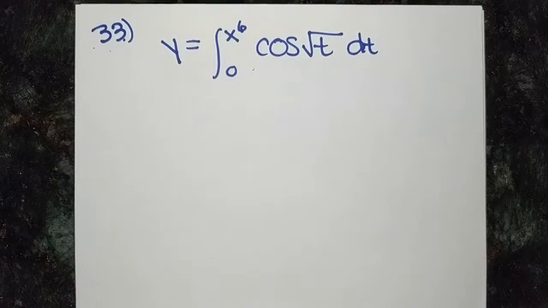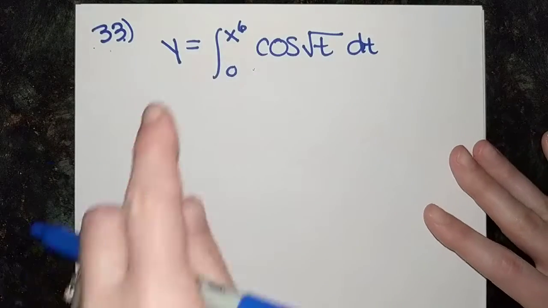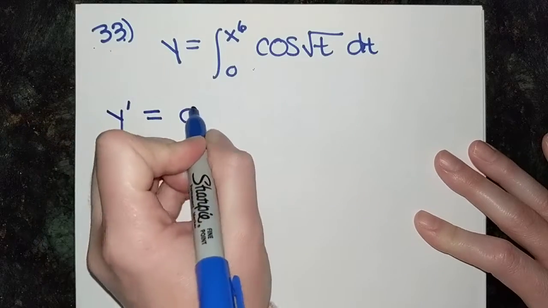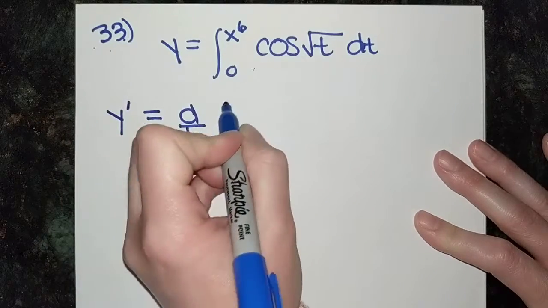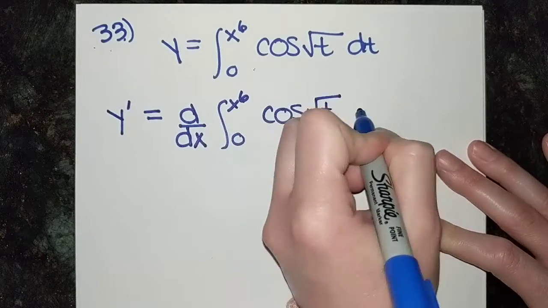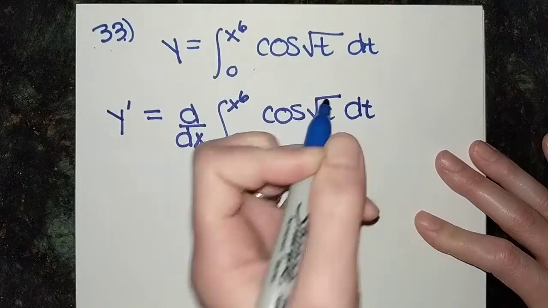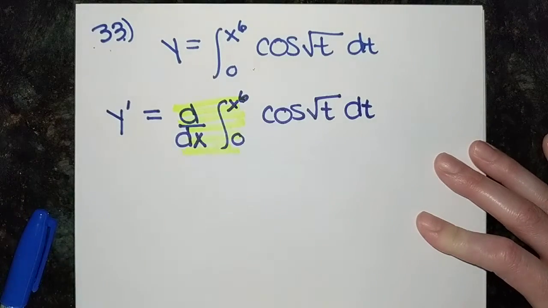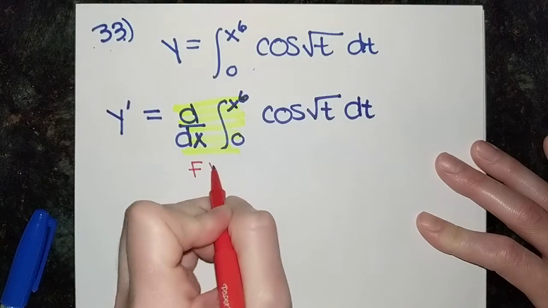All right, so with this question, they are asking you to take the derivative of this integral. Because we're trying to find y prime, we're really looking at taking the derivative of an integral. And we know that when we're taking the derivative of an integral, they're going to cancel each other out by the fundamental theorem. So when you see this differentiation of an integral, that tells you to use the fundamental theorem.